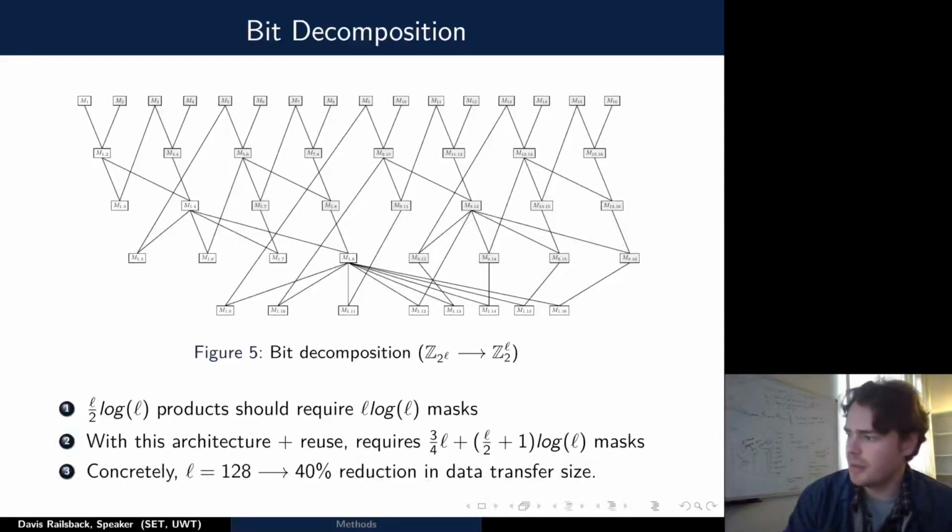So if we do this naively, the number of multiplications required are going to be L log L, but in this particular architecture and making sure that we're reusing correlated randomness where possible, it reduces it to this complex expression over here. But in the case of 128-bit integers, which is what we use for our ring, it corresponds to a 40% reduction in data transfer size.